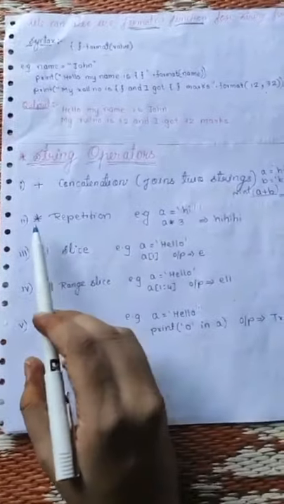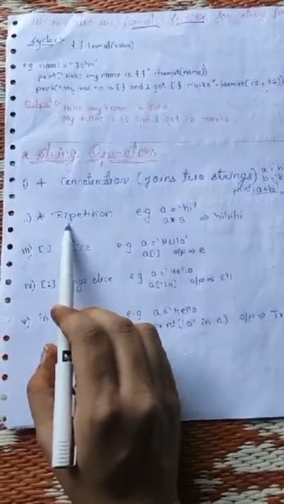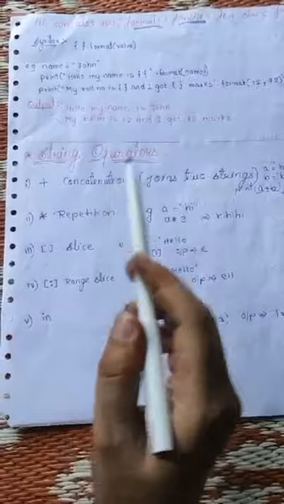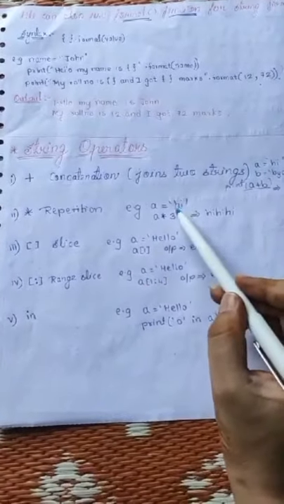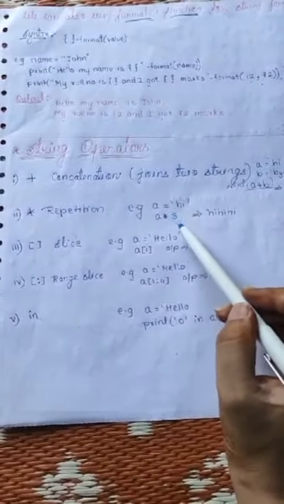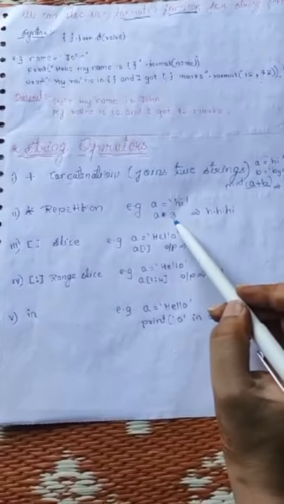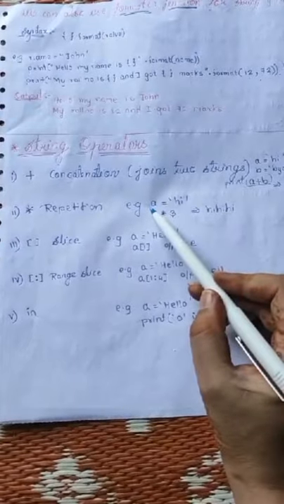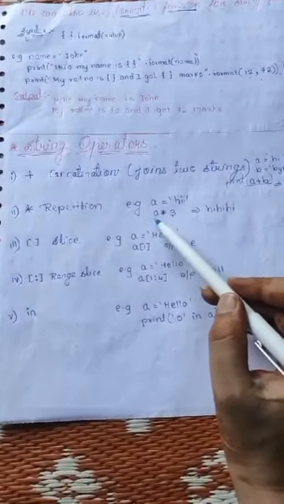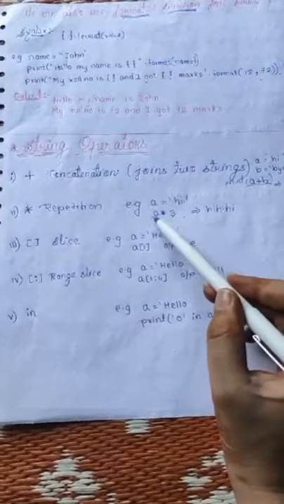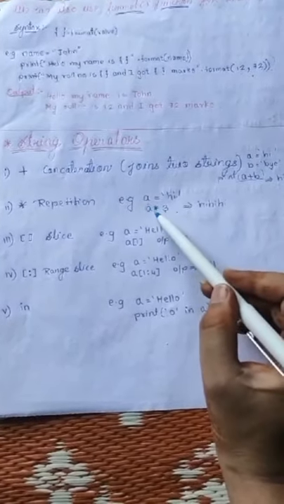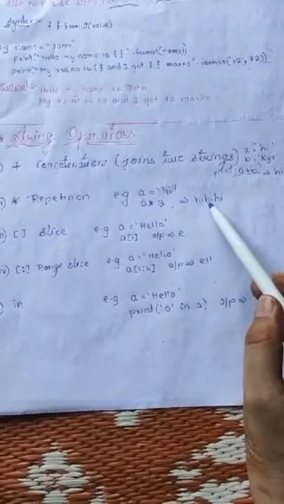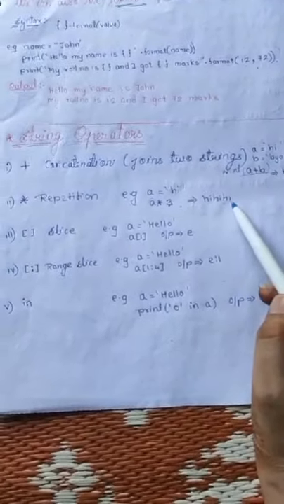Then the second operator is the repetition operator. Generally this is used for multiplication. It is going to multiply the same string the number of times you give as the value. Suppose I have declared a variable A is equal to hi and I give the command A star 3. That means repeat this string value 3 times. So here it will give me the output hi hi hi.